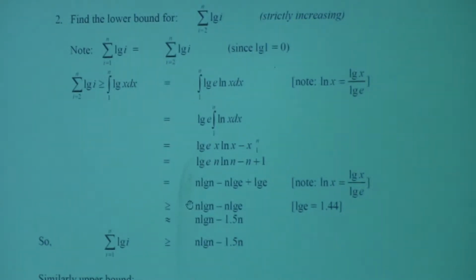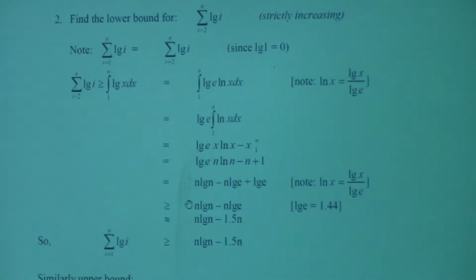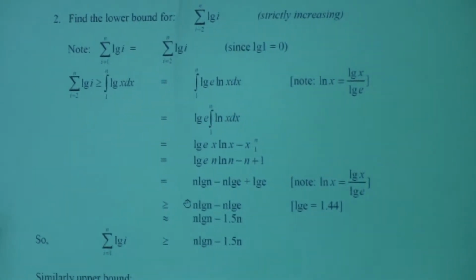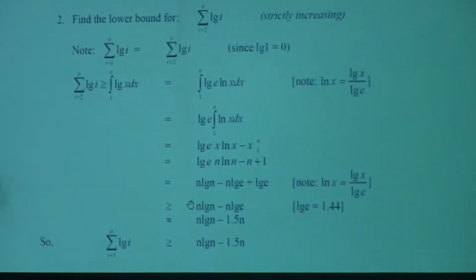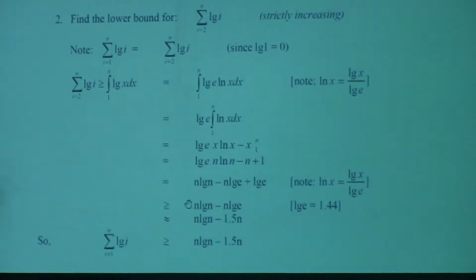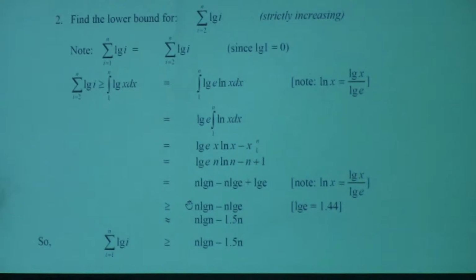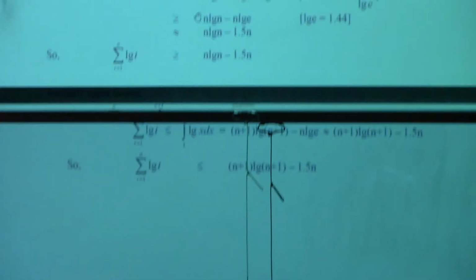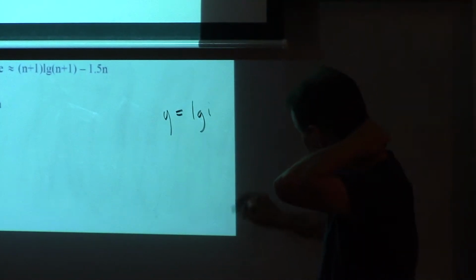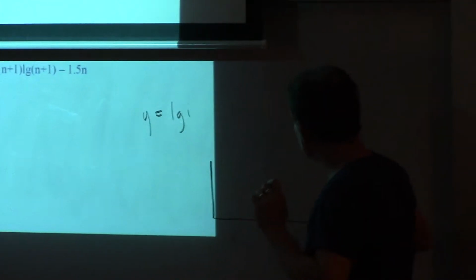There is no closed form for lg x. There's no closed form for that either, nor for the summation of a bunch of lgs. So what we can use is an upper bound. Before we start using our integrals, let's remember what the function lg looks like. So this is y equal to lg i, log base 2 of i.